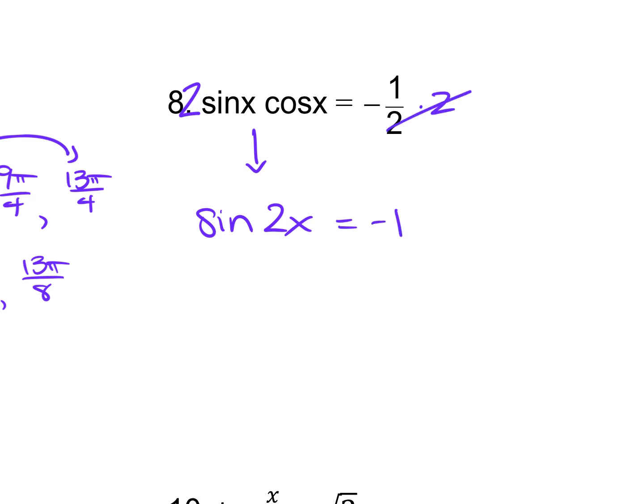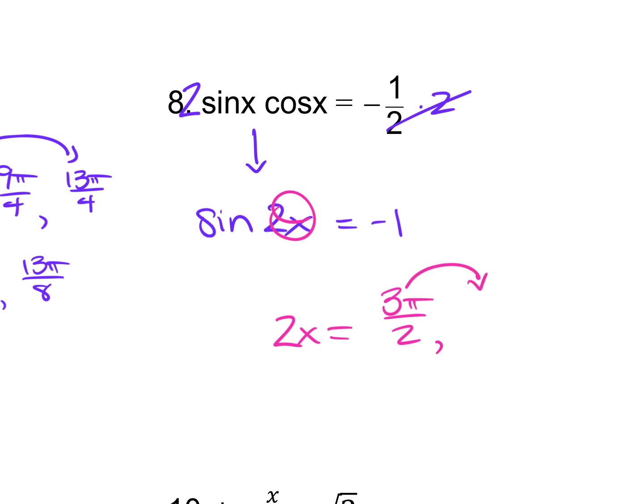Now, this becomes exactly like one of the ones we've just been doing. See if you can go to your final answer from here. Remember, pretending 2x is one big theta. Where is sine equal to -1 first? All right, so my initial answer is 3 pi over 2, and that's the only place in 0 to 2 pi that sine equals -1. These are our answers for 2x, right? Before we divide by 2, what do we do?